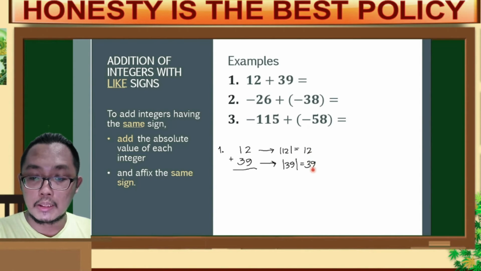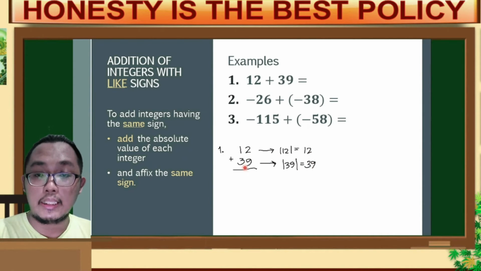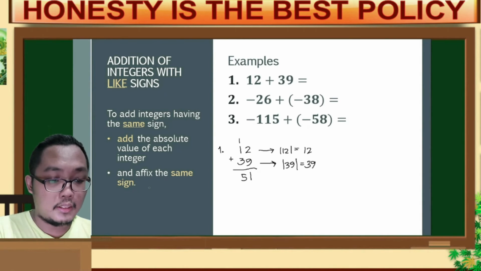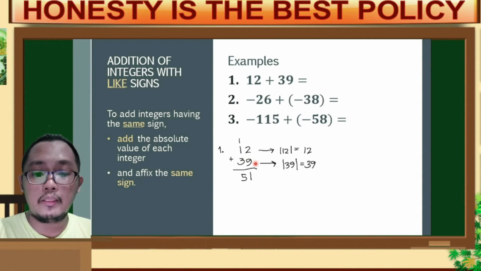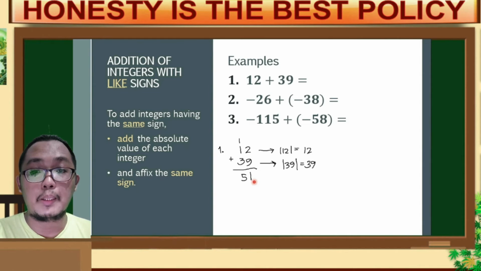Since these absolute values are those exact integers right here, let us add these integers directly. So having this to be equal to 1, while this one we have a total of 5. So the answer here will be 51. But let us check whether we have the correct sign for this. Based on the rule, we have to copy or affix the same or common sign. Since both of these integers have a positive sign, therefore our sum will also have a positive sign.